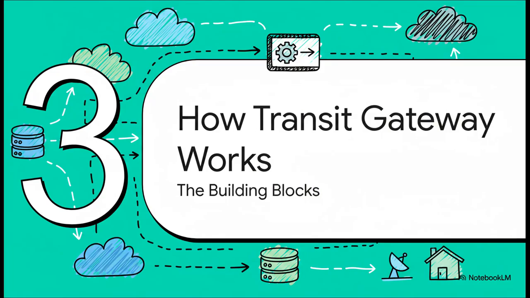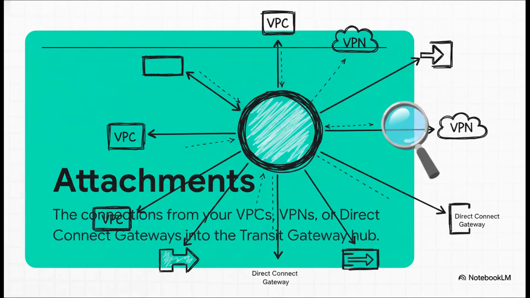So how does this whole thing actually work? I mean, it sounds kind of like magic, right? Well, to really get it for the exam, you need to know its three main building blocks. First up, we've got attachments. Super simple. These are just the spokes in our hub-and-spoke model. An attachment is nothing more than the connection from one of your networks, whether it's a VPC or a VPN, into that central Transit Gateway hub.